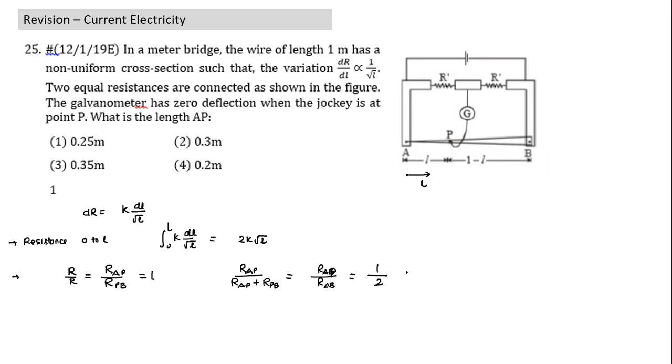I put these values in now. RAP will be equal to, from A to P, length is L, 2K root L, divided by the resistance between AB, which is equal to 1 by 2. I get the value of L from here. So root L is equal to 1 by 2, or L is equal to 1 by 4, that is 25 centimeter.